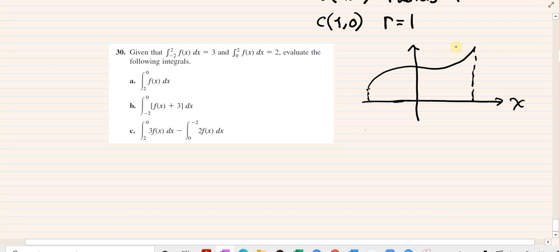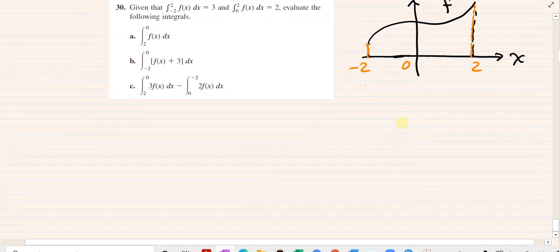Okay, I'm not saying that's the graph, but hypothetically, whatever the graph is, it may look something like that. Now, I know this goes from -2 to 2, right, because that's what's given here. And in between, we go 0 to 2. Okay, so those two pieces of information are given. So I'm given the definite integral over the entire domain from -2 to 2, and I'm also given a portion of that from 0 to 2. Okay. Now evaluate the following in part A.